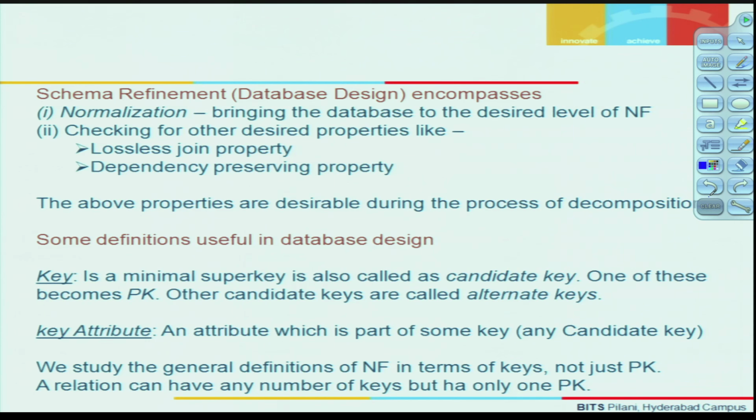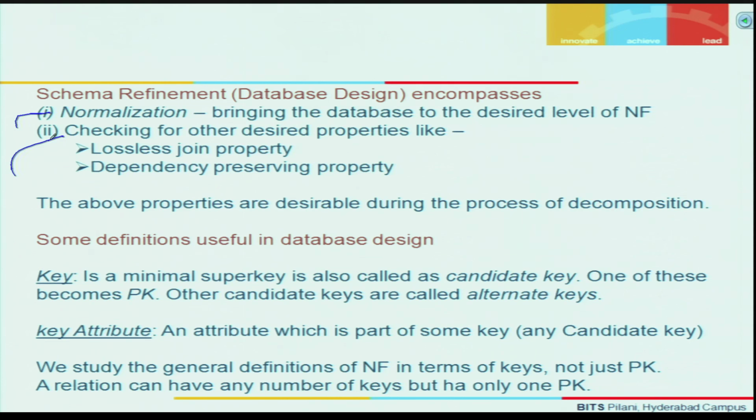Now schema refinement, which is sometimes also called database design, encompasses two activities: normalization, and then checking for other desirable properties like the lossless join property and the dependency preserving property. Normalization is bringing the database to the required or desired level of normal form, and we use functional dependencies and keys.